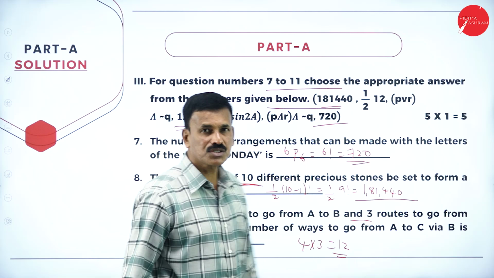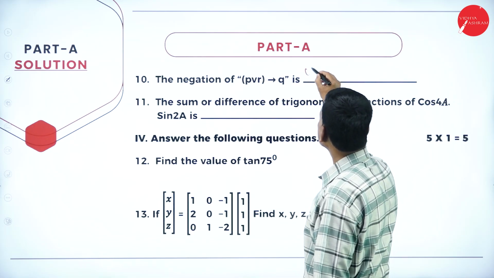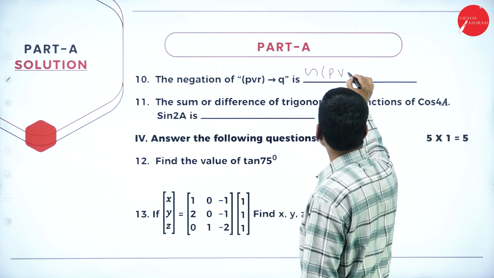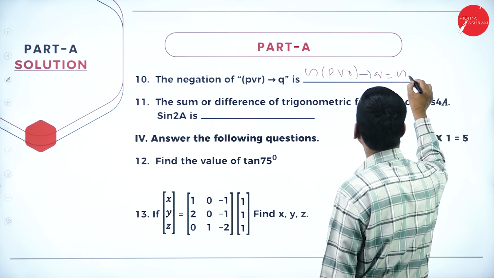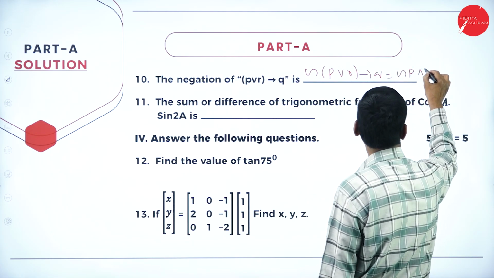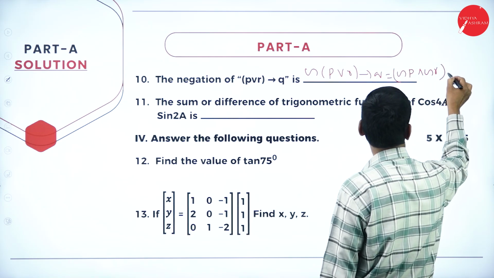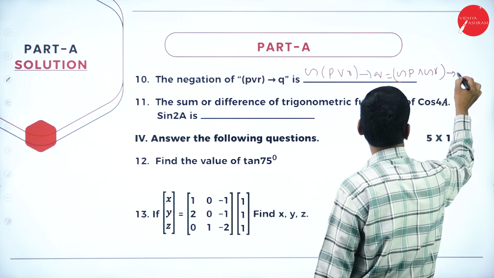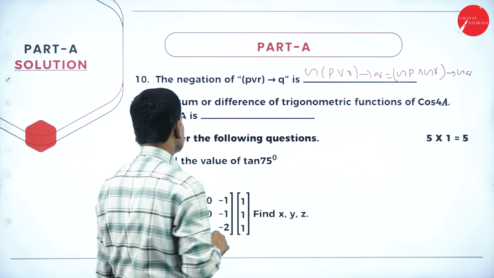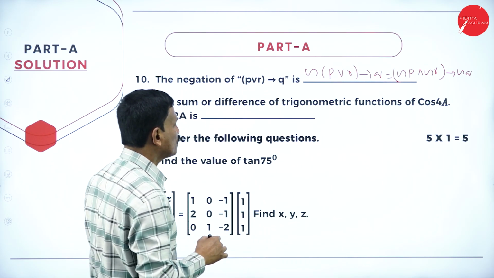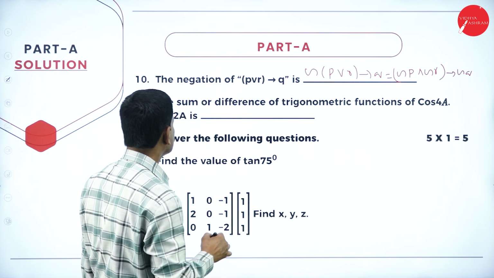Now move on to the next question. The negation of P disjunction R conditional to Q, that's equal to negation of P conjunction negation R conditional to negation Q. That's it. Okay. Now the sum or difference of the trigonometric functions cos 4a and sin a.